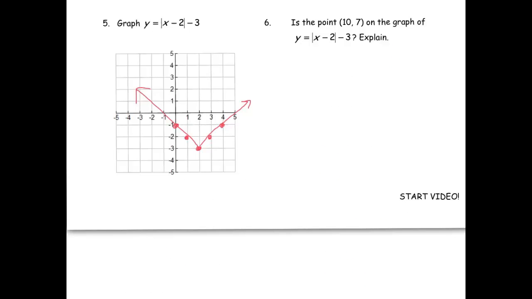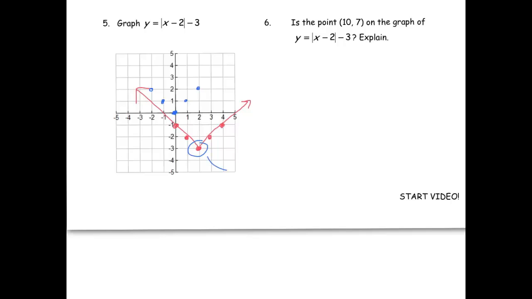For question 5, I am now moving the graph from number 1, 2 to the right, and 3 down. Notice that this point is actually what used to be at the origin. I'm going to graph the original points. They were over here.